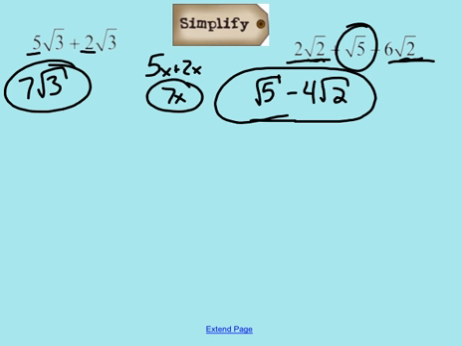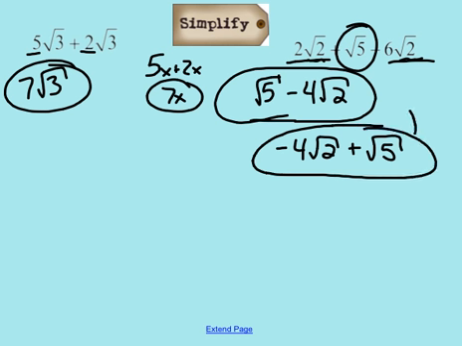So, square root of 5 minus 4 square root 2. You could also write negative 4 square root 2 plus square root 5. These two that are circled, they're equal. Those are the same things. Make sure you remember that from algebra.